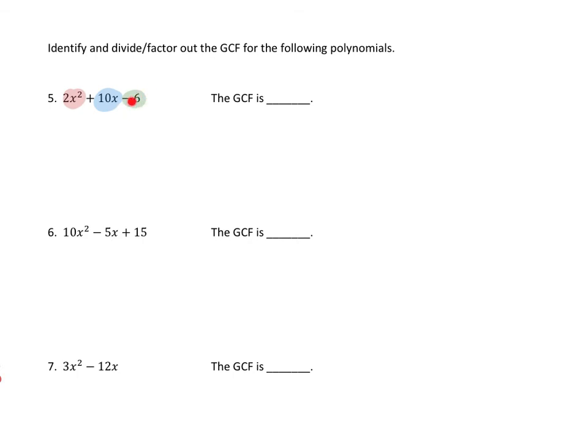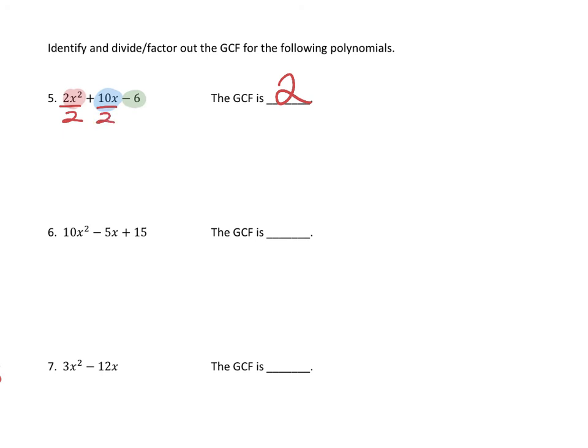No, because the negative 6 doesn't even have an x attached to it. So x is definitely not a part of our GCF. But hopefully you notice that every single one of those terms is divisible by 2. And that's the biggest number that they're all divisible by. That's the biggest factor. So we've identified that the GCF is 2.